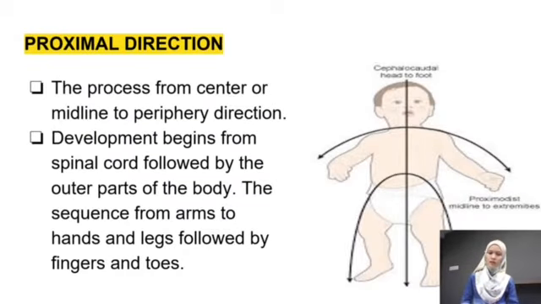Proximodistal direction, the process from center or midline to peripheral direction. Development begins from spinal cord followed by the outer parts of the body. The sequence from arms to hands and legs followed by fingers and toes.